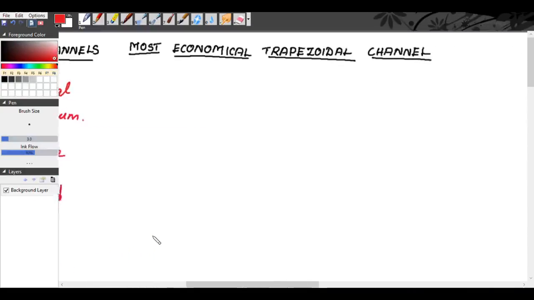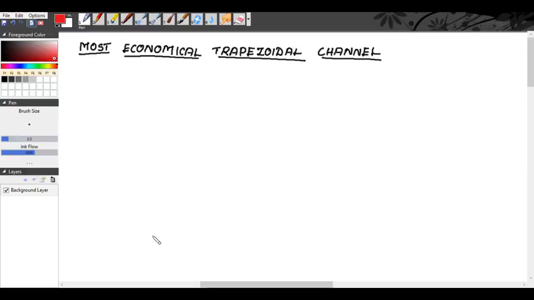Trapezoidal section is not as easy as the rectangular section. Because we have sloping sides, it is a little more difficult than the rectangular section. The simplest section is the rectangular section. Okay. So here also the condition is, for a trapezoidal channel to be most economical, the wetted perimeter should be minimum.